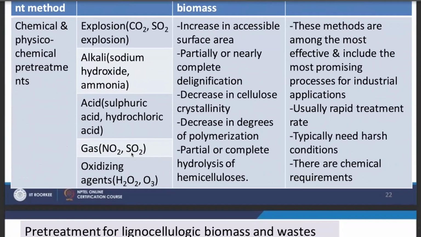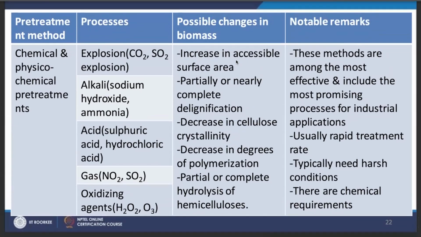For chemical and physico-chemical pretreatment, we can use explosion of CO2 and SO2. We can use alkali. We can use acids. We can use, again, gas and some oxidizing agents, right? So what they will do for the lignin material, they will increase the accessible surface area. They will partially or nearly completely delignify the material. They decrease the cellulose, they decrease the degree of polymerization, and also cause partial or complete hydrolysis of hemicellulose.